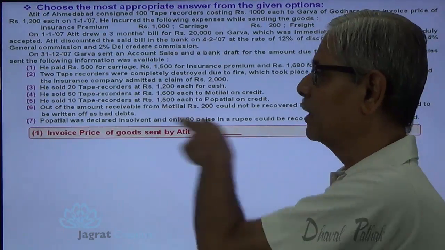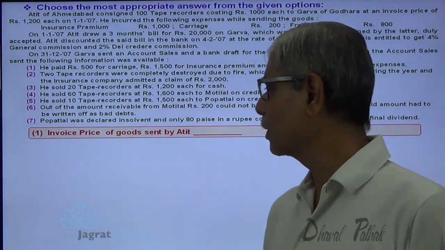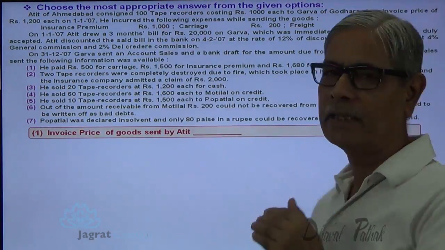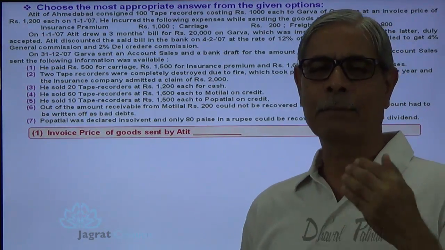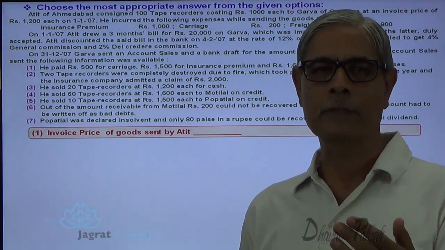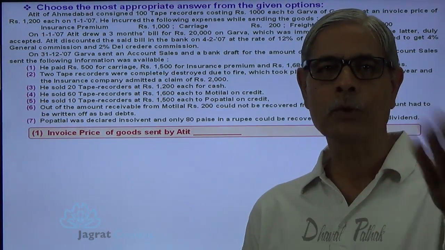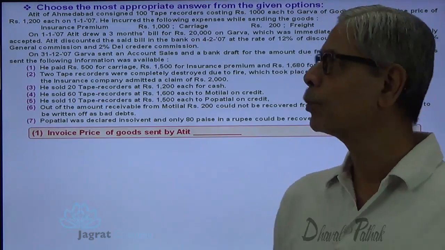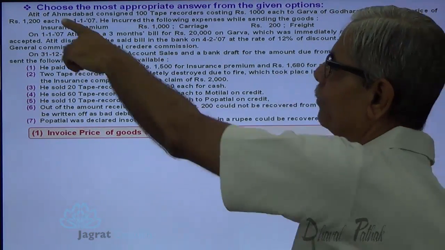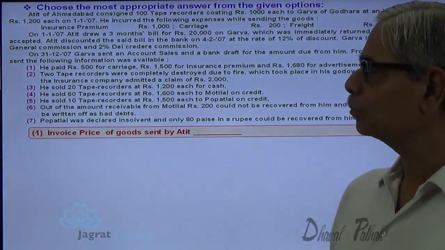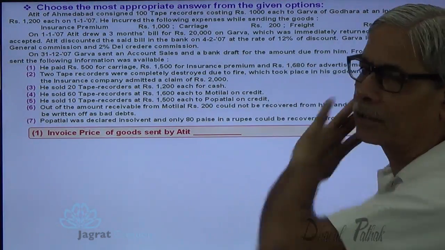Just observe. The first question, invoice price of the goods sent by Atit. Here Atit is a consignor. Consignor is a person who sends the goods at his own risk to be sold by the agent known as consignee. Here, Gaurav is the consignee, Atit is the consignor. He is at Ahmedabad, Gaurav is at Godhra.